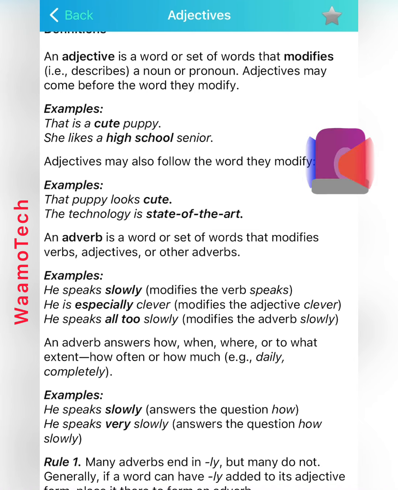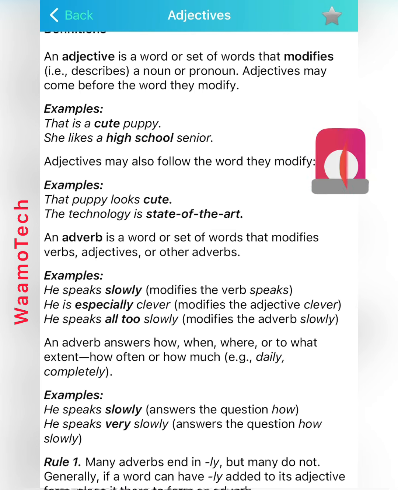If we stop the sentence here, for example, if we say "he speaks," and then someone asks how does he speak? And then you say slowly, "he speaks slowly." So the word slowly, the adverb, is modifying the verb speaks. It's not modifying the noun or the pronoun. It's modifying the verb speaks, how this man speaks slowly.